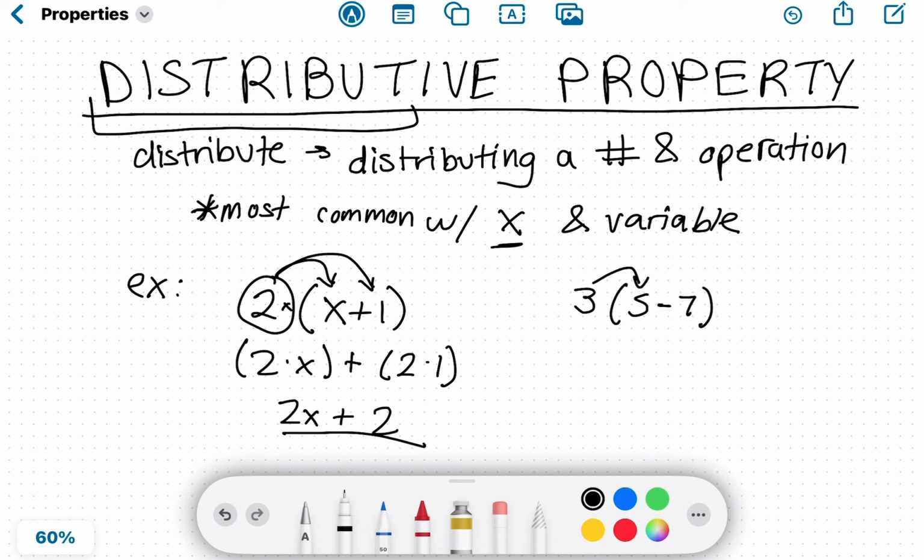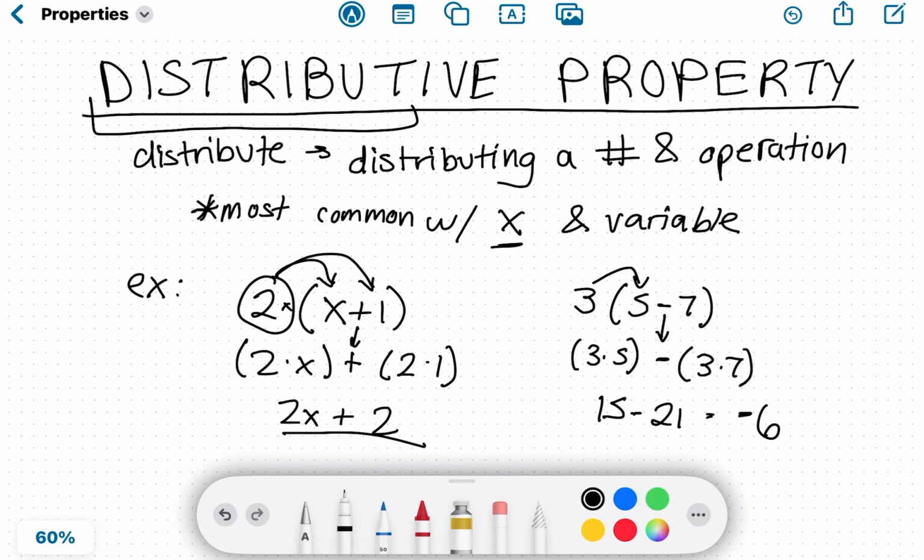So we could do 3 times 5 minus, we take the sign and drop it down, just like we did here, and then do 3 times 7. 3 times 5 is 15, minus 3 times 7, which is 21. And then 15 minus 21 is negative 6. And like we did earlier, 3 times negative 2 is also negative 6. So both ways work. They both give you the same result. This was just a different way to do it.